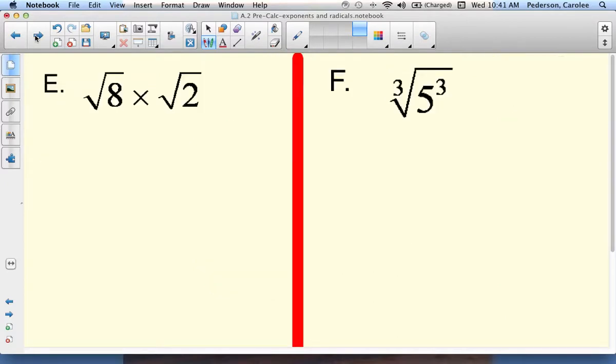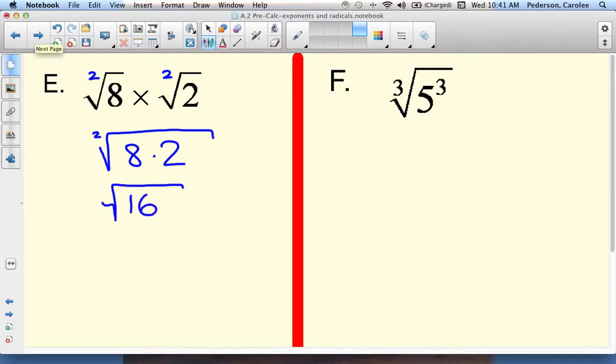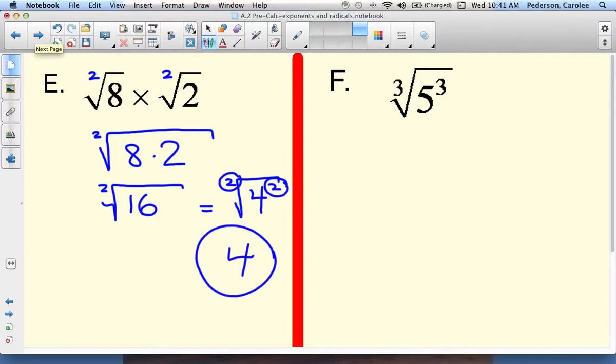Now let's go on to multiplying. The square root of 8 times the square root of 2. They both have an index of 2, so we can multiply these two together. 8 times 2, and then the index is 2. So you're going to get the square root of 16. If you remember, the square root of 16 is 4. Or rewrite 16 as 4 squared. Index and power match up, so you're left with 4.